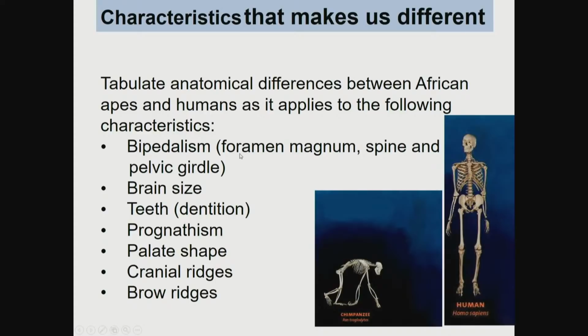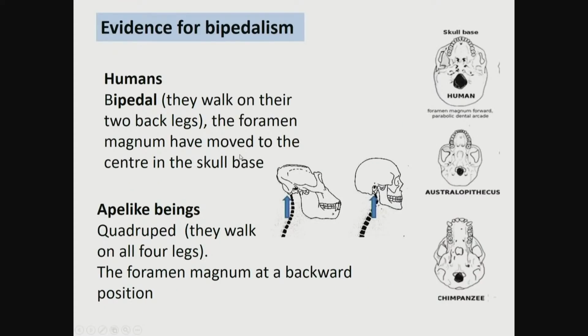So let's start with the foramen magnum. There is the foramen magnum, and in a sketch like this, more at the back, more in front under the skull. So the foramen magnum moves from more at the back to more in front, underneath the skull.